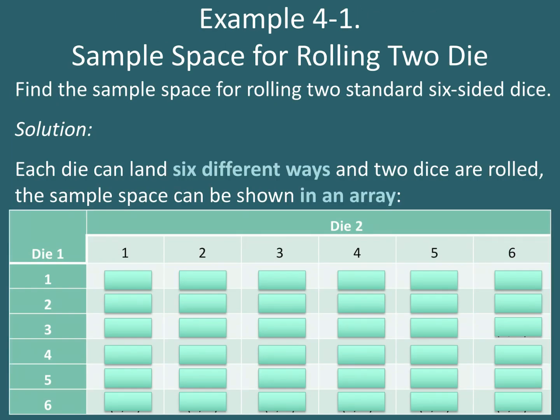Here's an example of a sample space for rolling 2 dice. Let's find the sample space for rolling 2 standard 6-sided dice. Each die can land in 6 different ways, 1 through 6. And here we are rolling 2 dice. The sample space can be shown in what's called an array. So if we roll a 1 on die number 1, and also roll a 1 on die number 2, the result is 1, 1.